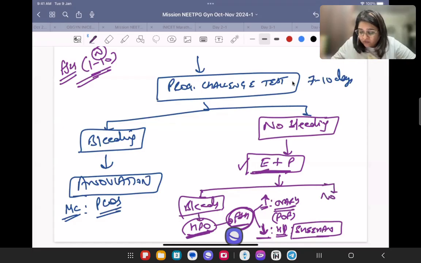And if there is no bleeding on giving estrogen progesterone, that means the problem is where now? So you've given estrogen progesterone, and she doesn't have bleeding. That means the problem is in the uterus, correct? The problem is in the uterus. So what uterine causes secondary amenorrhea? Correct. It is Asherman syndrome.